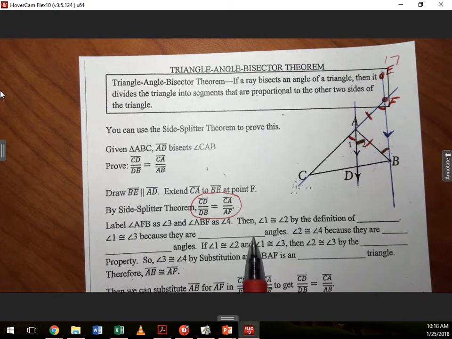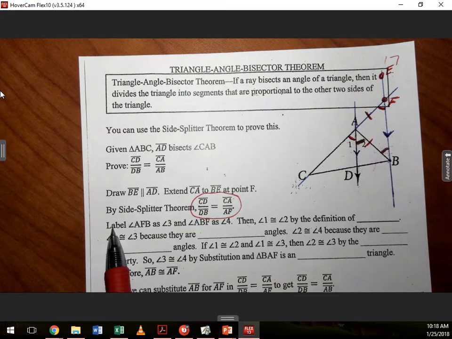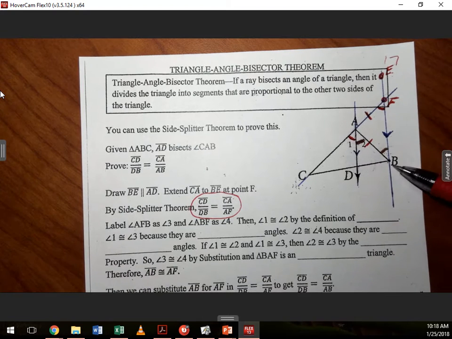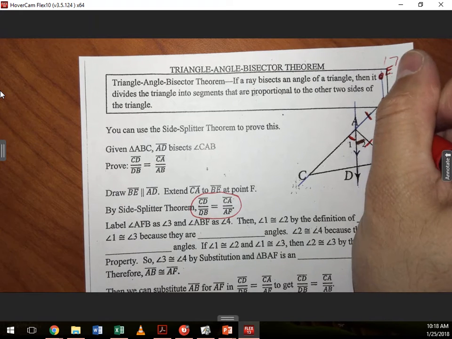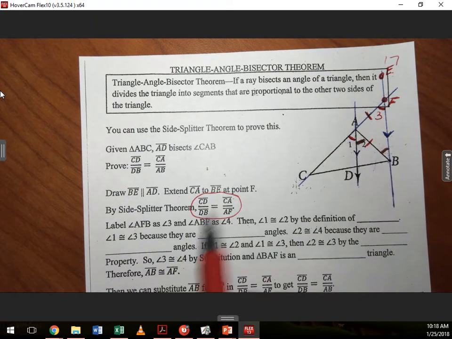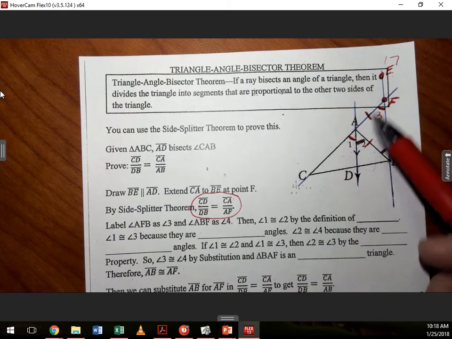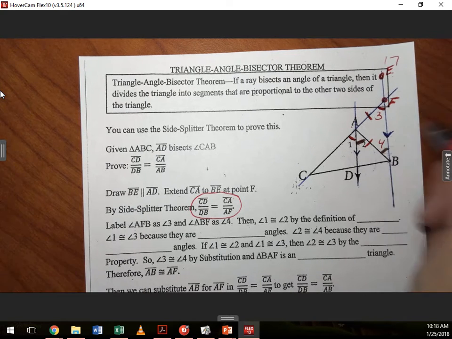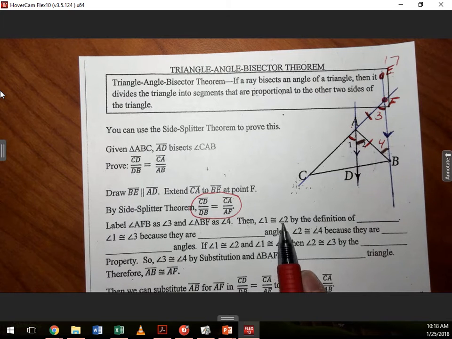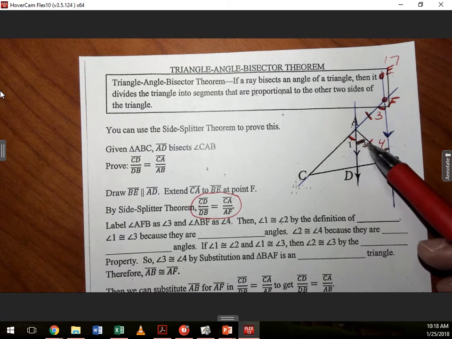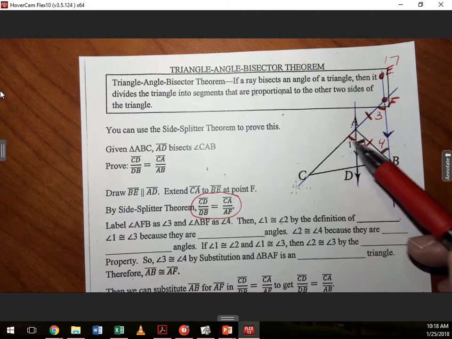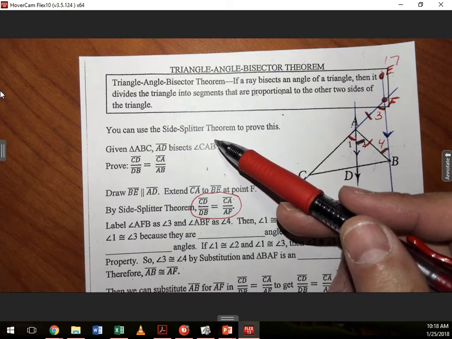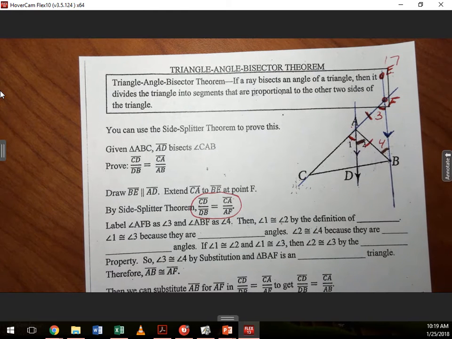Okay? So let's take a look. Then angle 1, okay, so I'm sorry, right here, I skipped a spot. Label AFB as 3. So I'm going to put a 3 right there. There's angle 3. ABF as angle 4. So I'm going to put a 4 there. Angle 1 is congruent to angle 2 by definition. So angle 1 was congruent to angle 2 by what definition? Why did we say these two are congruent? Very good. Bisect. That was actually given at the beginning, right? So this is what I'm going to put in. I'm going to put in my bisect.